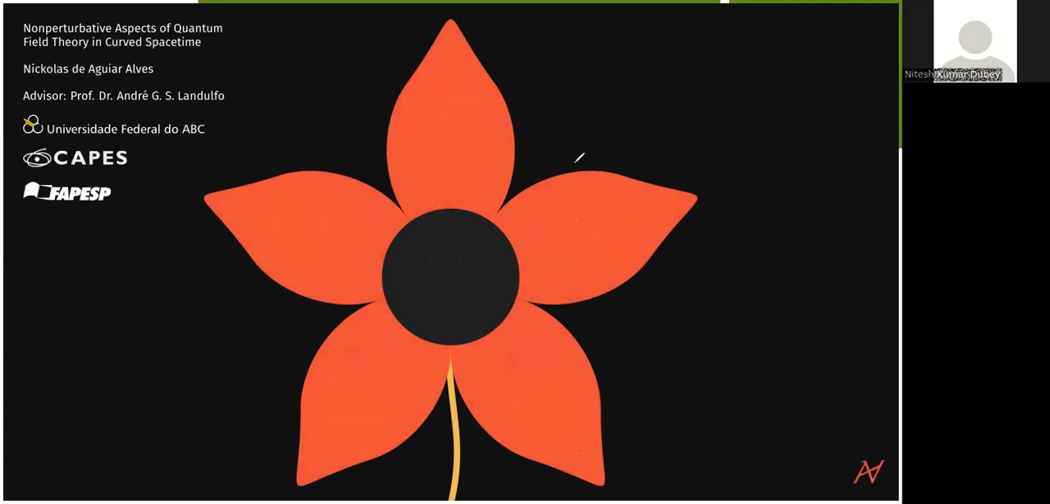Could you just elaborate how you put the cutoff? How do you use the cutoff in the functional renormalization group? Yeah. Okay, let me share a different screen now.